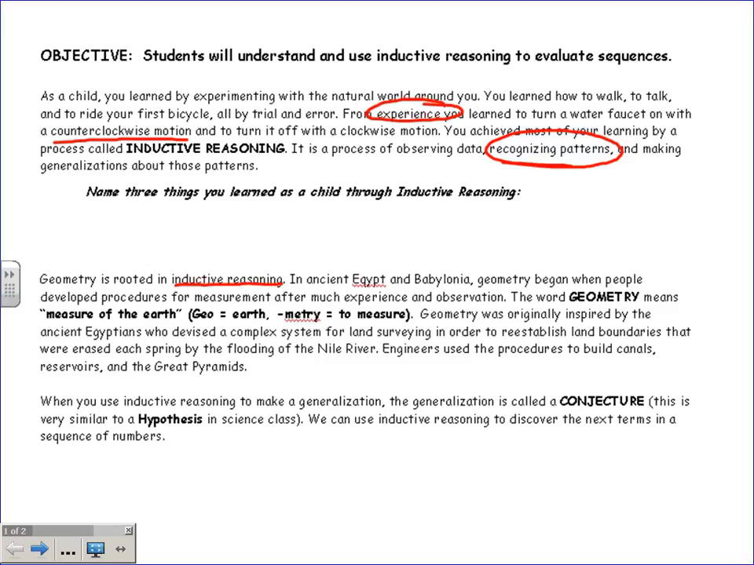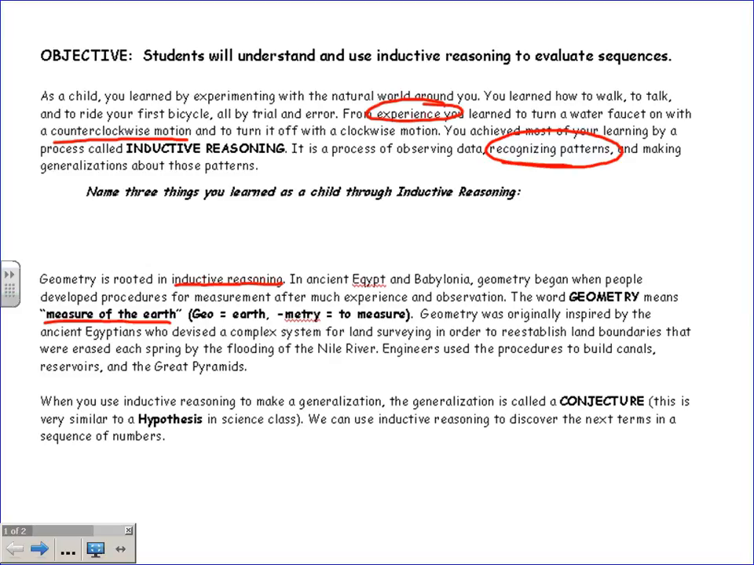Okay? In ancient Egypt and Babylonia, geometry began when people developed procedures for measurement after much experience and observation. The actual term geometry means the measure of the earth. They created geometry because, think of the Nile River, it would flood every single year if you owned land. All of a sudden that land was underwater, and then the water would recede. It's not underwater anymore, but you'd be like, where was my property? Because every single year it would flood and your land would be under the water, and then it would not be underwater anymore. You had to figure out, well, the little markers I had are now gone.